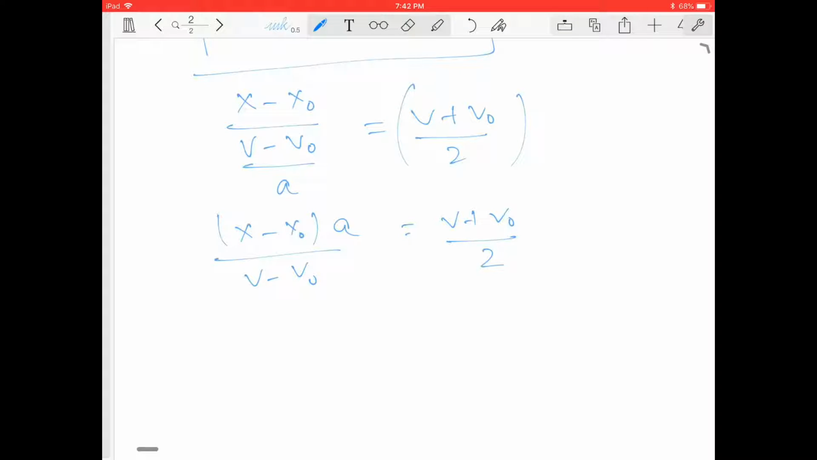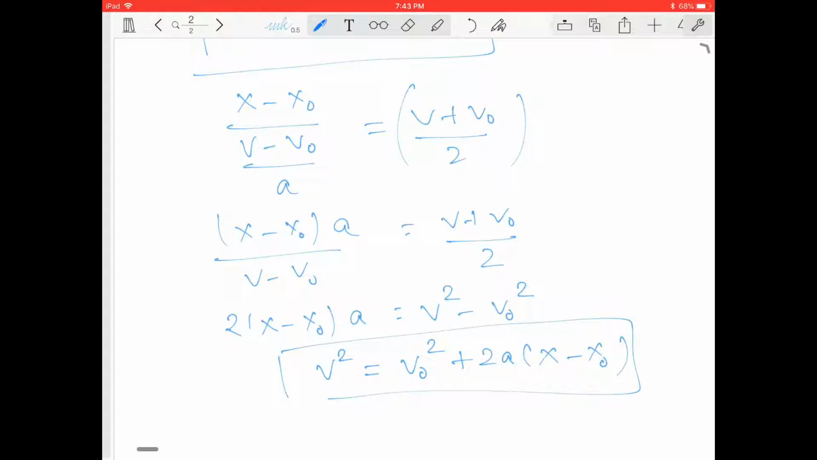Rewriting this with cross multiplication, 2 times x minus x initial times a equals, so we go back and algebraically we have this equation. This was our equation number 4 again. So algebraically, using that average velocity formula and equation number 1, we found that.